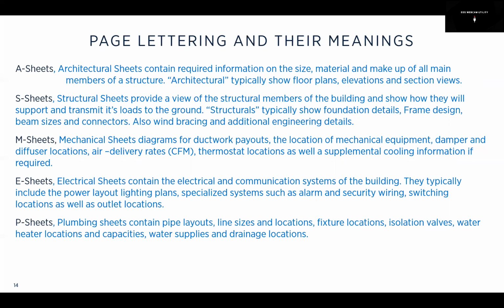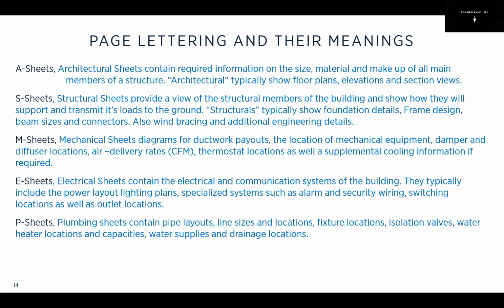Mechanical sheets, your M sheets, contain diagrams for ductwork layouts, the location of mechanical equipment, damper and diffuser locations and sizes, air delivery rates, your cubic feet per minute of air delivery through those diffusers, thermostat locations, as well as supplemental cooling information if it's required. You'll also find your Manual Js in there, which is a breakdown of the heating and cooling capacity of the building and the equipment. E sheets, your electrical sheets, contain the electrical and communication systems for the building.